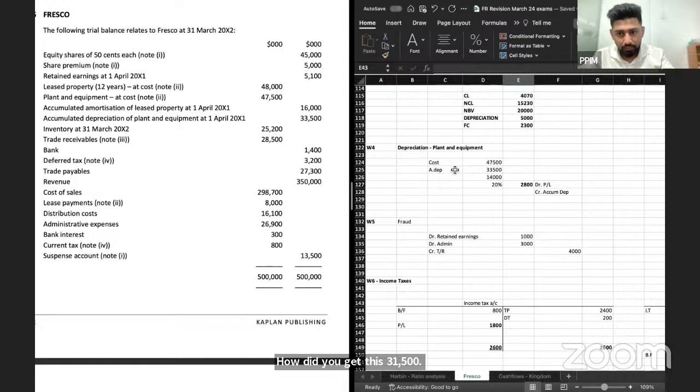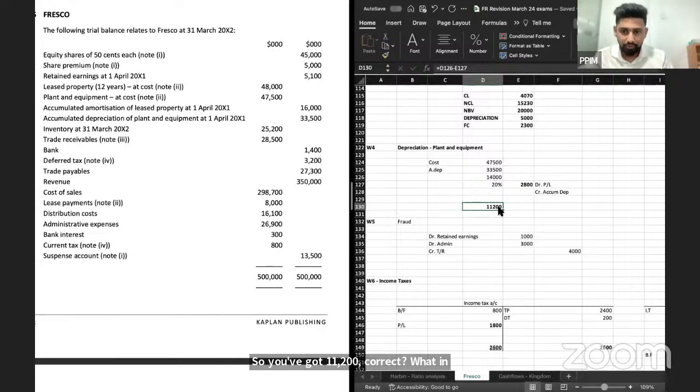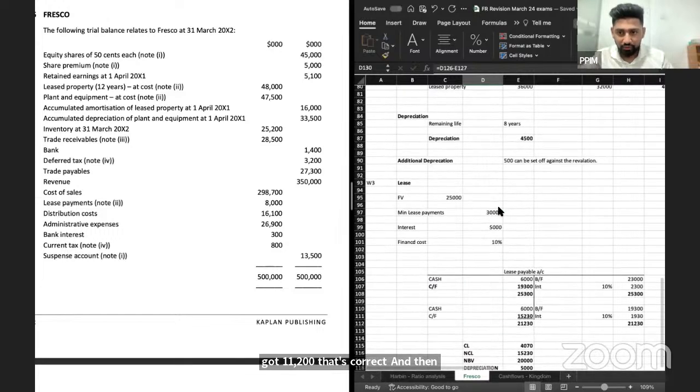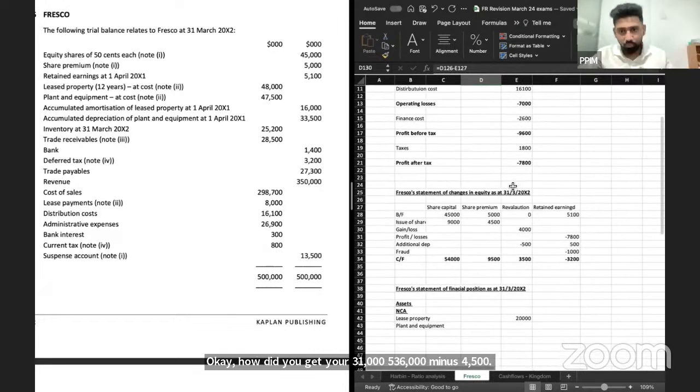So there you go. 14,000 minus 2,800 for plant and equipment. So you've got 11,200, correct? 14,000 minus 2,800, you've got 11,200, that's correct. And then you have 31,500. Okay, how did you get your 31,500? 36,000 minus 4,500. Okay, so there you go.